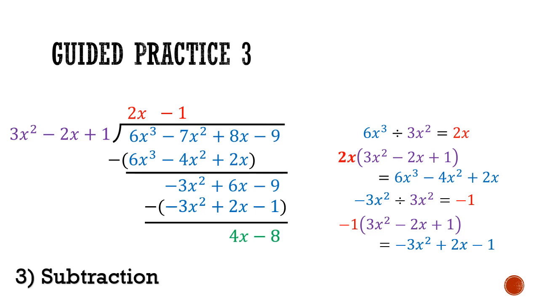We will stop here because the degree of the remainder is 1, and that is already less than the degree of the divisor. If we were to proceed, the quotient is going to start having terms with negative powers.